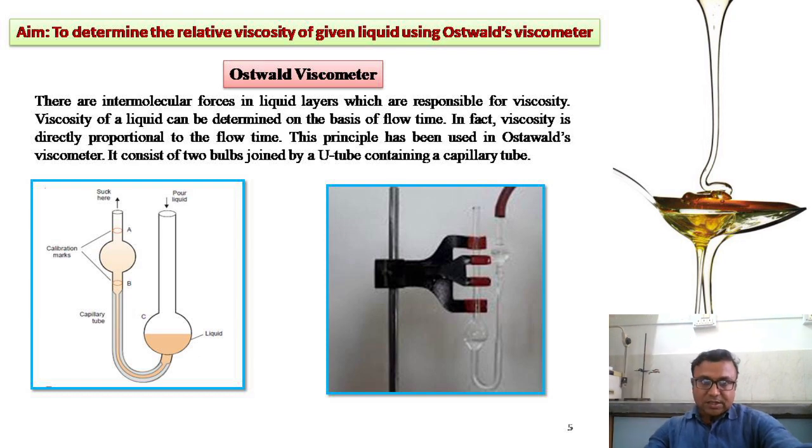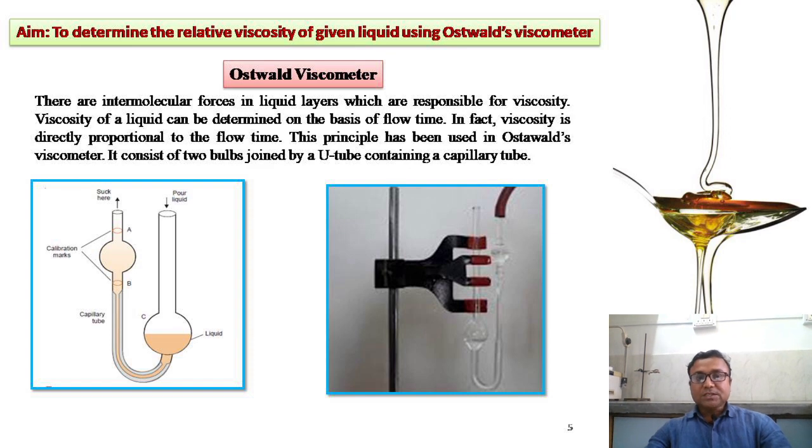As I discussed earlier, there are various intermolecular forces present in a liquid, and these forces are responsible for viscosity. The viscosity of a liquid can be determined on the basis of the flow time, by measuring the time taken for a fixed volume of liquid to flow. In fact, viscosity is directly proportional to the flow time. Suppose the viscosity of a liquid is higher, then the flow time is longer.